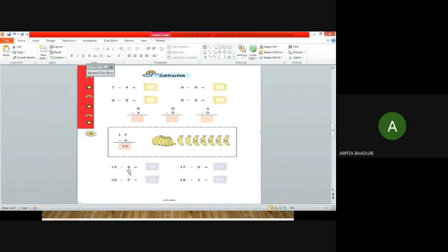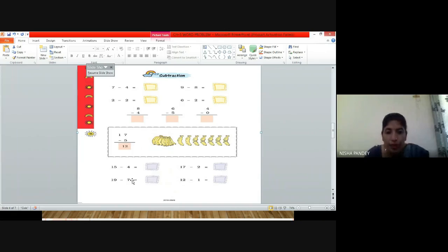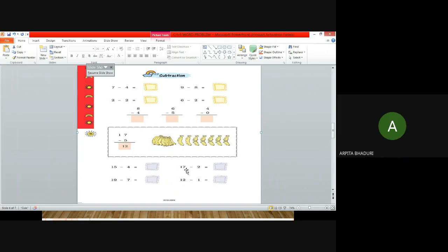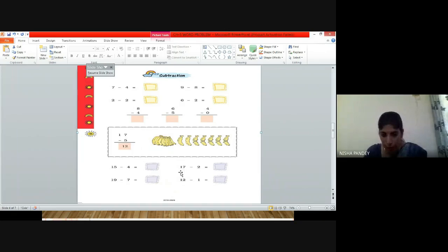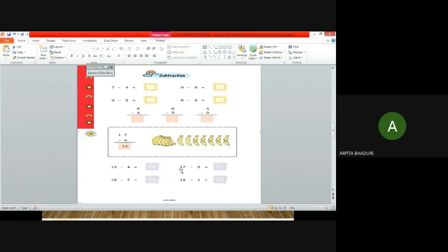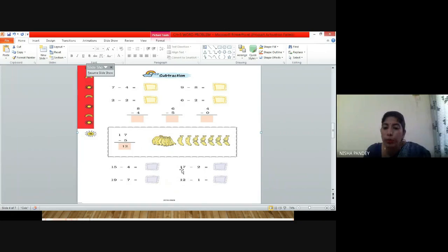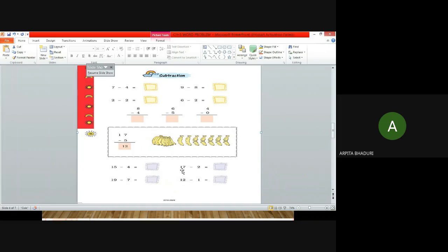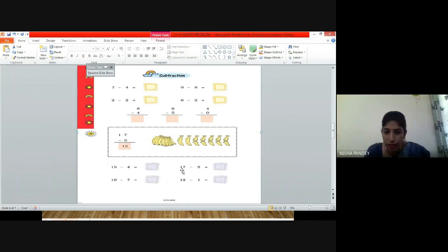Okay, we'll write here 11. Let's see 17 minus 2. So again we'll do backward counting 2 times. So just start from 17. Can you tell me how you will count? Sorry, ma'am, your voice is not clear. Can you repeat? Yeah, you have to do backward counting 2 times from 17. Ma'am, 16, 15. So 15 will be the answer.